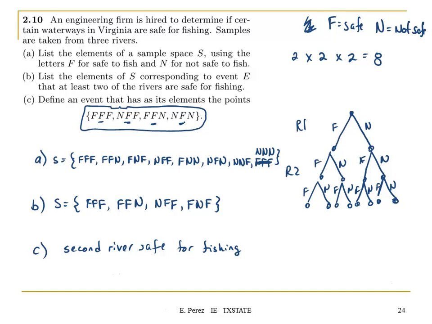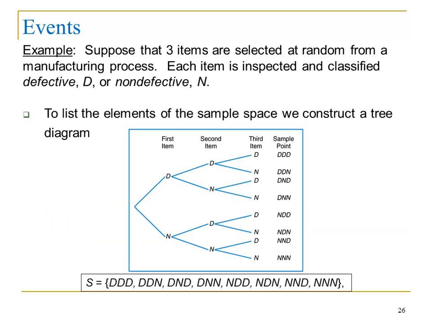Okay, so what we define here is called an event of your sample space. You're basically listing the outcomes that satisfy a specific condition from your sample space. And that's the concept we're going to discuss next, the concept of event. So suppose that 3 items are selected at random from the manufacturing process again. Each item is inspected and classified as defective or not defective. We know this problem, we know how to list those outcomes and how to list our sample space.